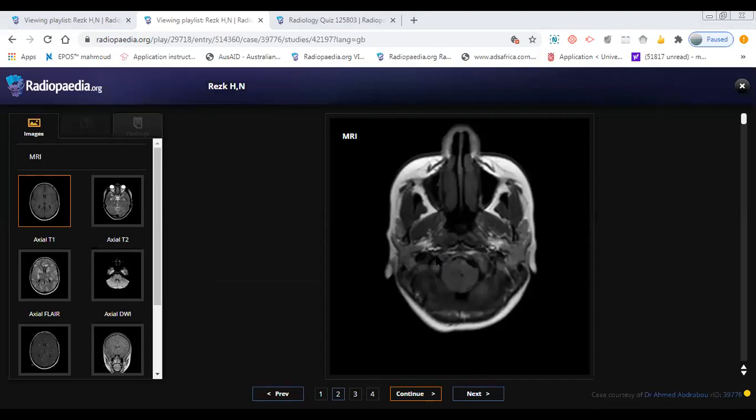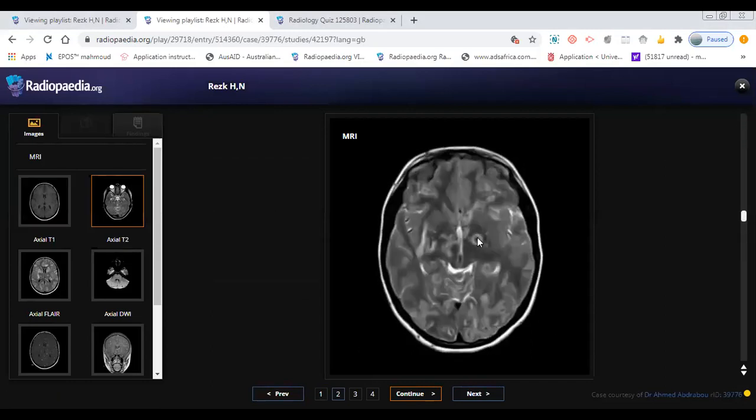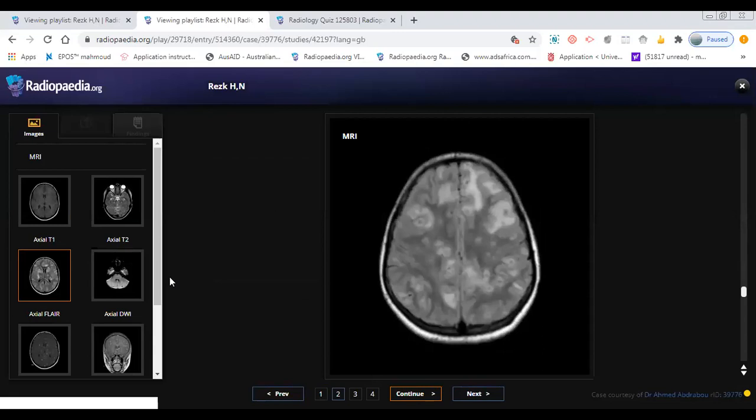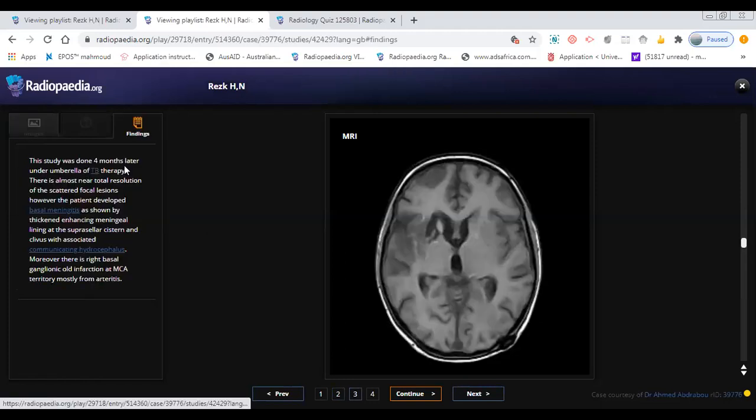So here it was really difficult, but maybe you can consider it with the low T2 signal and this appearance with high signal, like a ring appearance, right? That's one of the good things. And this lesion doesn't have any significant marked ring enhancement after contrast. And after treatment, yeah, he took TB therapy for 4 months.